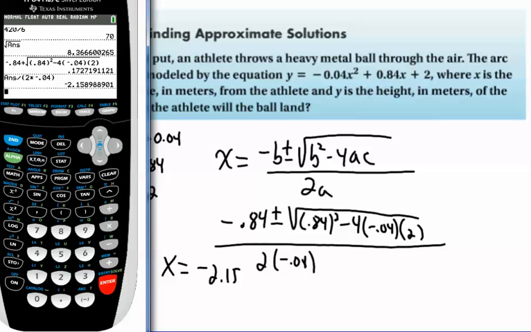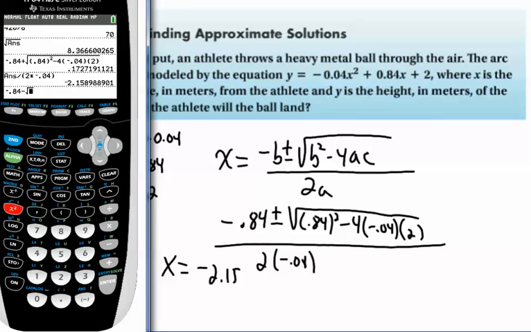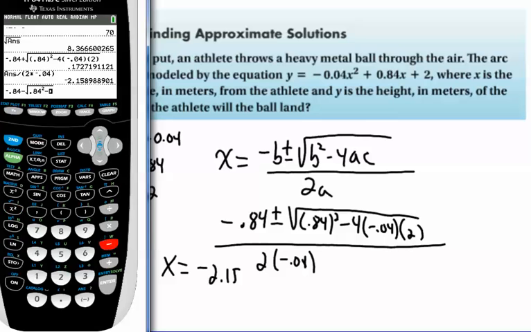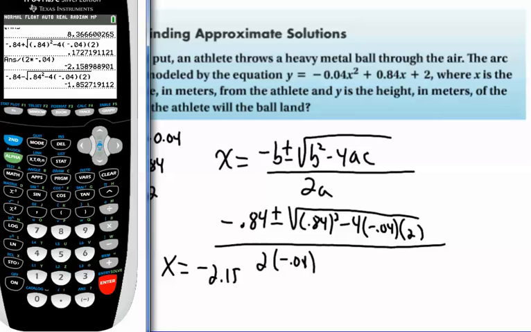Now, if I go back here and do this again, I'm going to do negative 0.84 minus the square root of 0.84 squared minus 4 times negative 0.04 times 2. I'm going to get this answer. And then I'm going to divide that by, parentheses, 2 times negative 0.04. And then this should get me what I want.